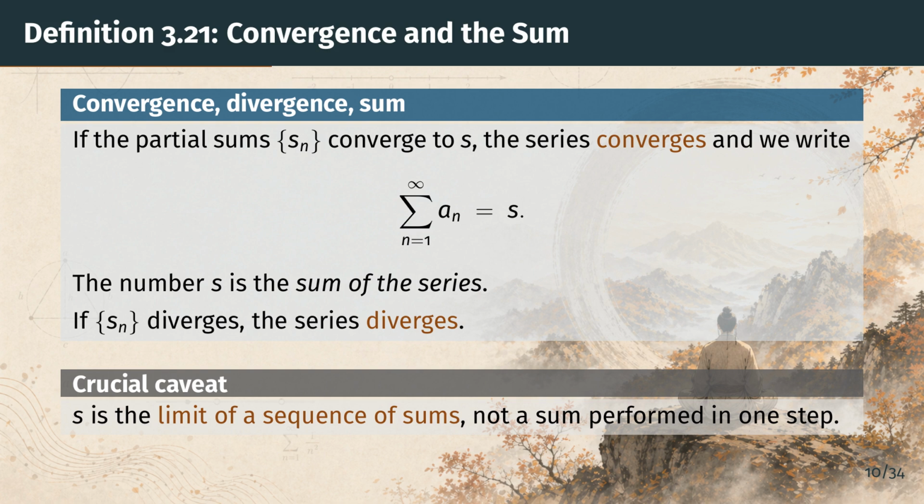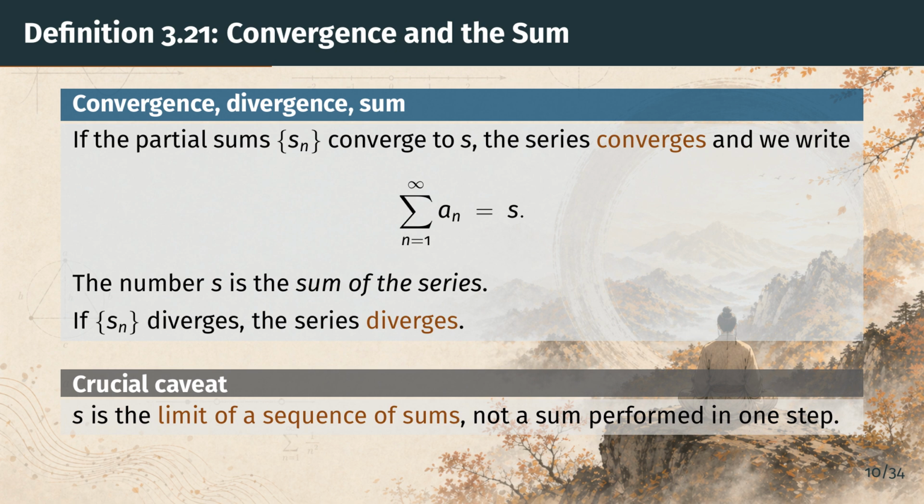If the sequence of partial sums S sub n converges to some number S, we say the series converges, and we use the very same sigma notation to denote the limit S. This number S is called the sum of the series. If the partial sums fail to converge, the series is said to diverge.